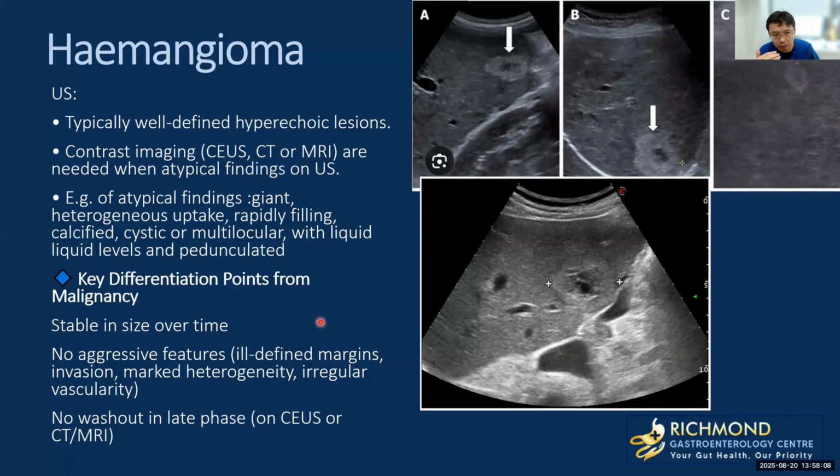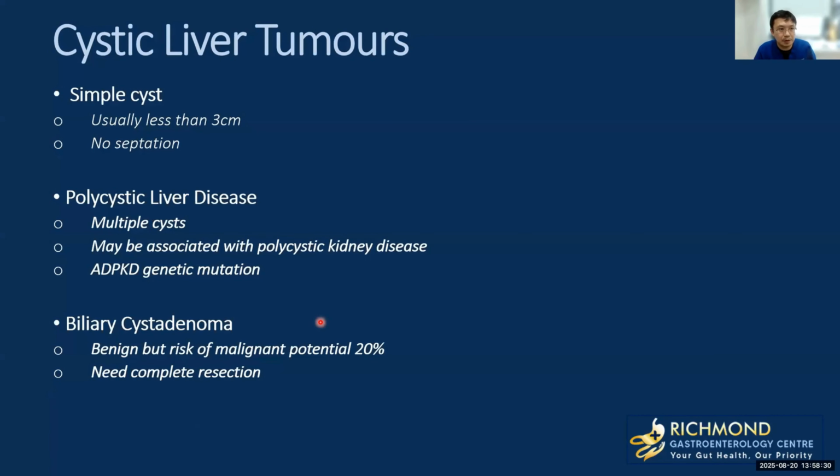Other features that will differentiate a more malignant, more concerning lesion are an irregular border and a heterogeneous lesion. It's not a uniform, consistent hyperechoic lesion. It has cysts inside, or it has marked heterogeneity inside the lesion. So different cysts behave differently. Of course, cystic tumors we split into simple cysts, which are usually less than 3 centimeters and simple. There are no septations, no flaps inside the cyst.